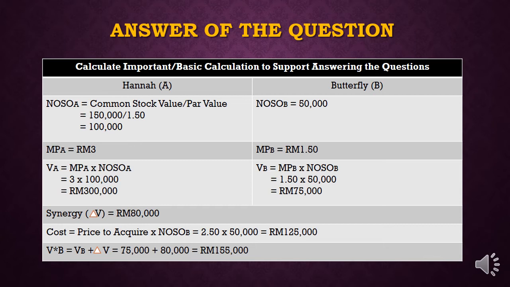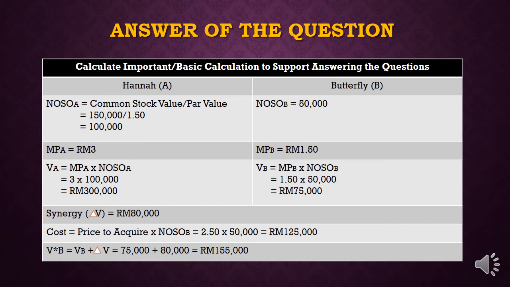The next basic calculation is regarding the market price of both companies. It was given in the question that the market price for A company is 3 ringgit, while the market price for Butterfly Company, which is B company, equals 1 ringgit and 50 cents. And then next, you should calculate VA, which is the market value of A company, and also the market value of B company, represented by VA and VB.